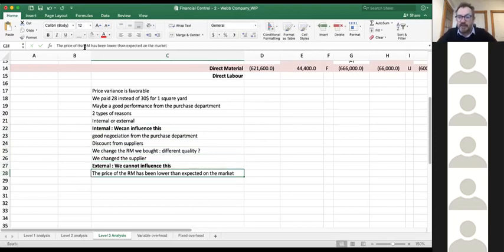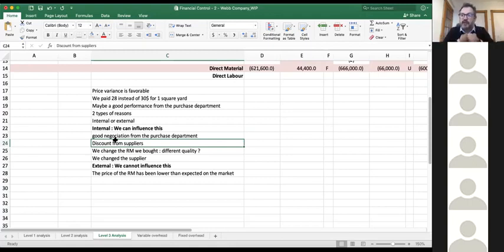Okay, so when you have a positive price variance, normally you should identify the purchase department, okay, and then this is the responsibility, right? Who is responsible for this? And so we can influence this, which is internal. Okay, so maybe the purchase department made a good negotiation of the price they pay for the raw materials, or maybe for some reasons we obtained discounts from suppliers.